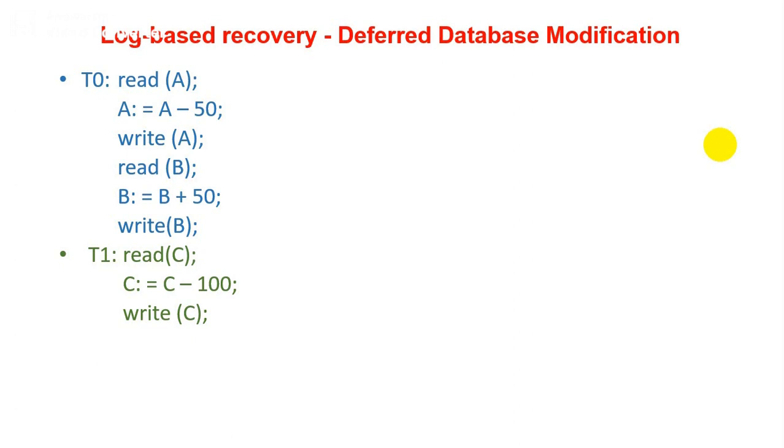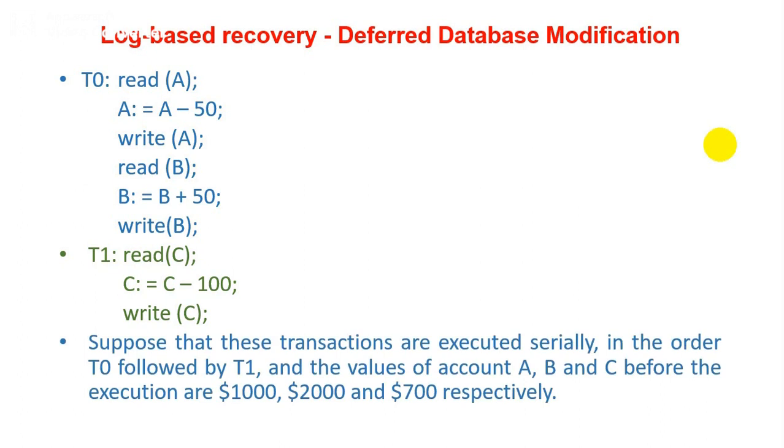Next, what is the second thing? Let transaction T1 withdraw $100 from account C.